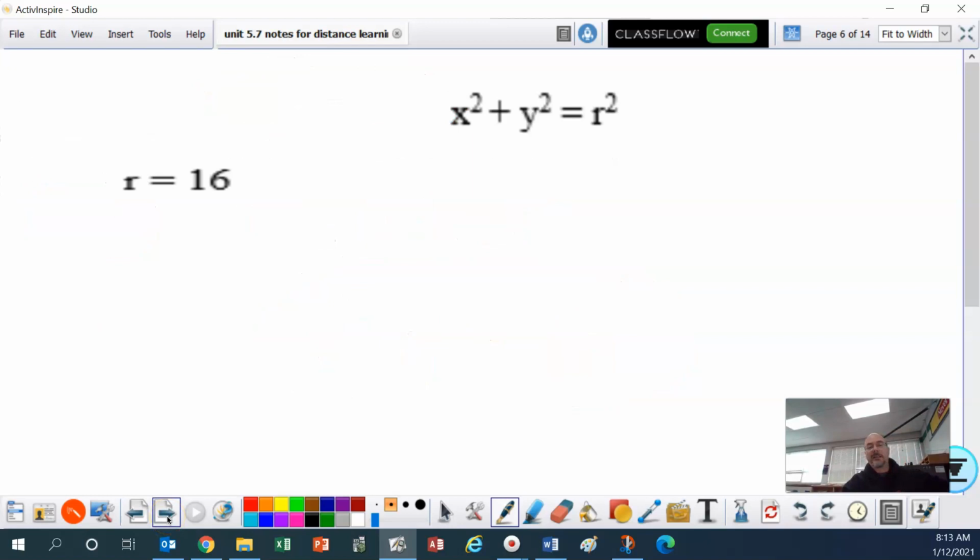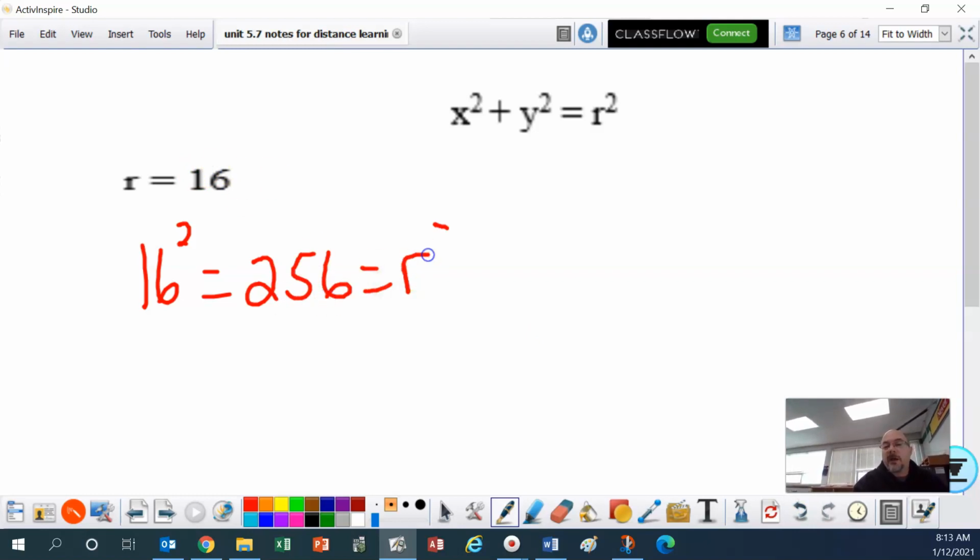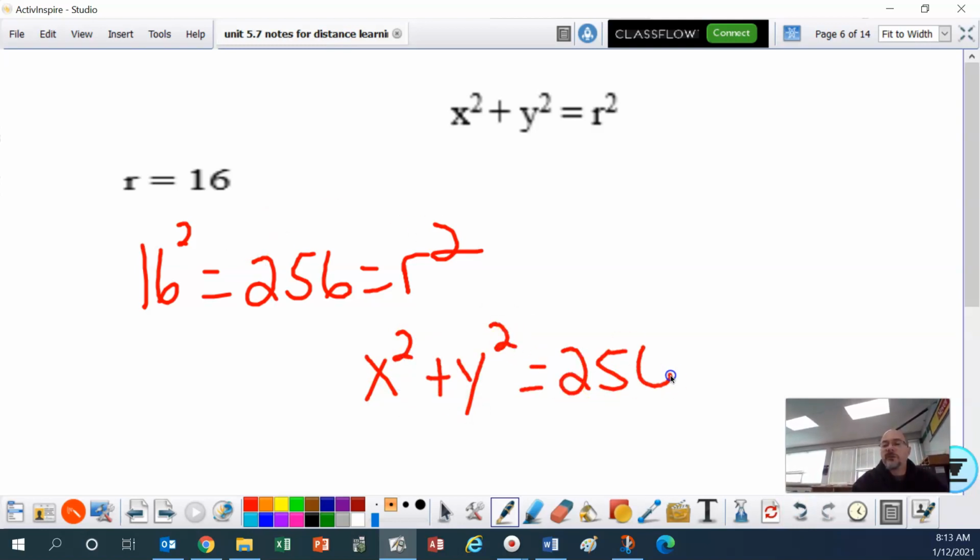Okay, this one has a 16. So I'm going to go ahead, take the 16, and square it. 16 squared is 256. Okay, that's my r squared. But don't stop there. Now you need to write your equation: x squared plus y squared equals 256.